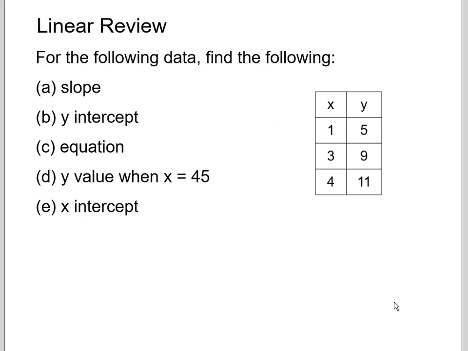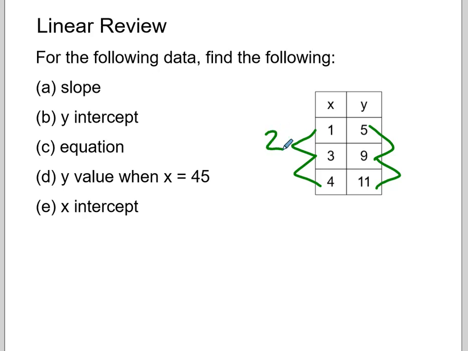All right, we're going to do a little bit of linear review. So for the following data, find the following: slope, y-intercept, equation, y-value when x equals 45, and x-intercept. So we have our data organized in a little table. And let's get cracking. So slope we have found.